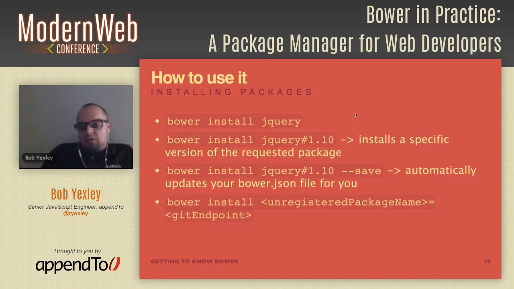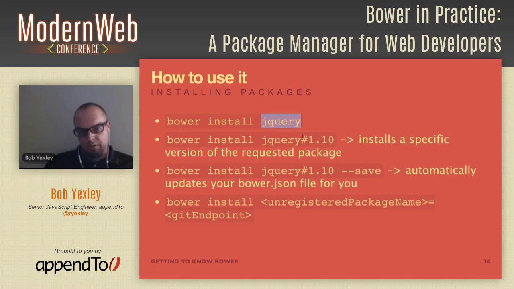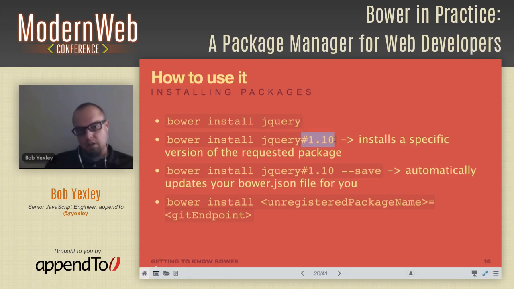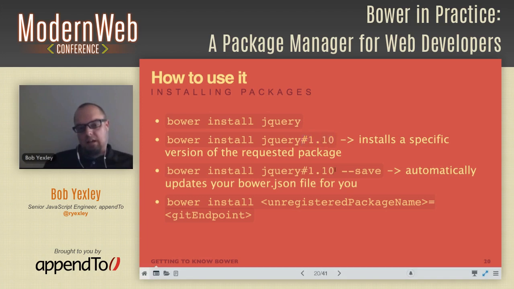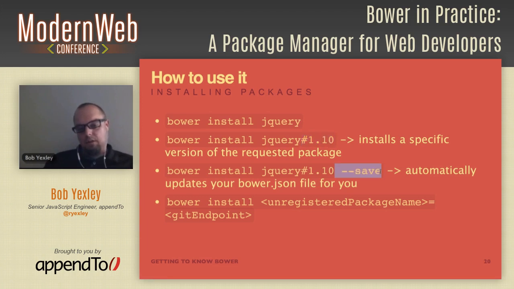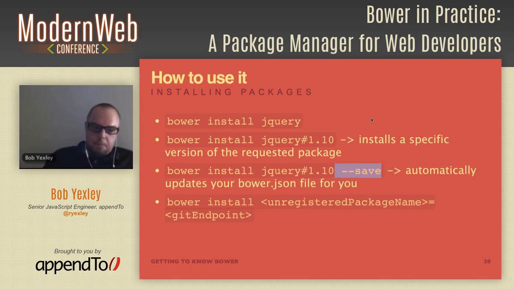Installing packages is also very, very simple. It's as simple as executing bower install and the name of the library that you want to use. If you want to install a specific version of it, again, you can use this hash syntax followed by the version number that you want to install, and it'll install that specific version. This one is key. Adding the --save flag after the install command will automatically update your bower.json for you.